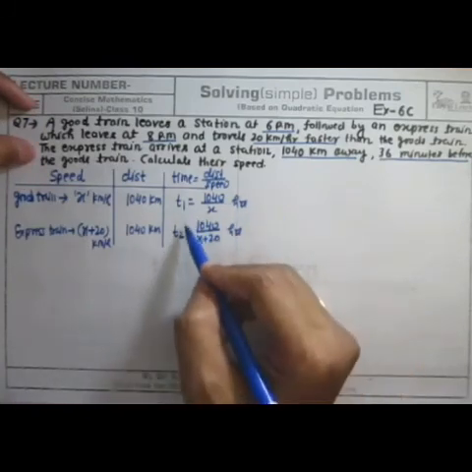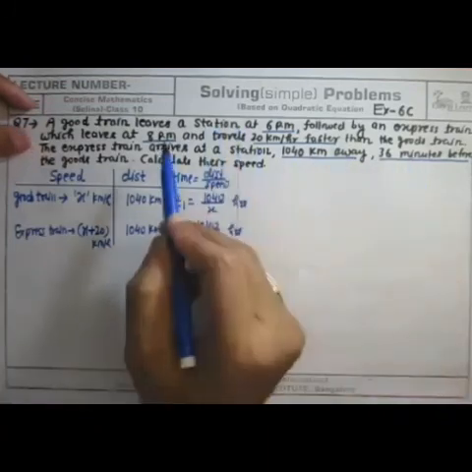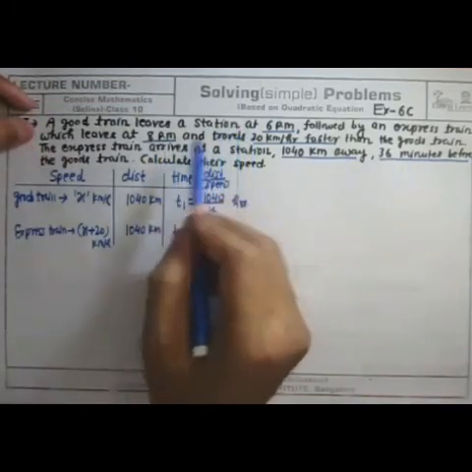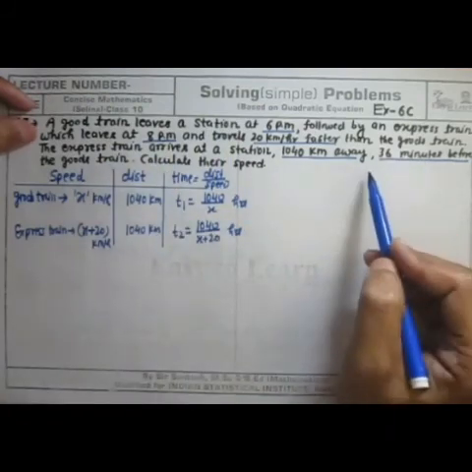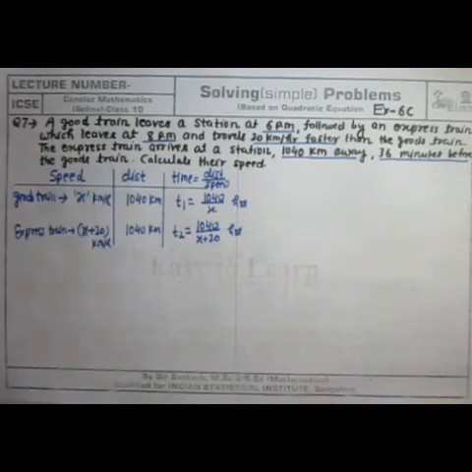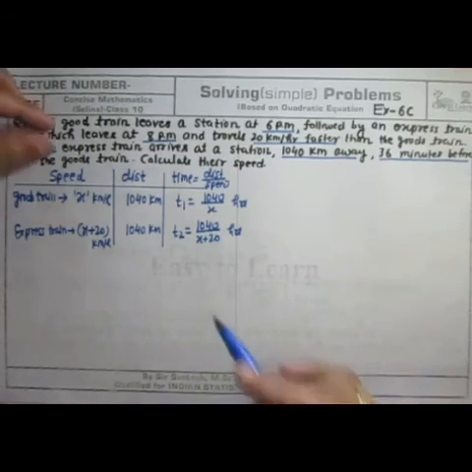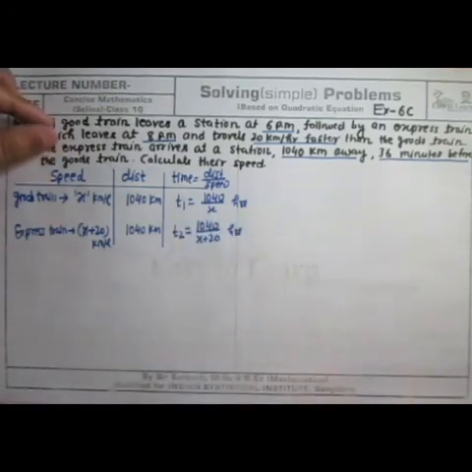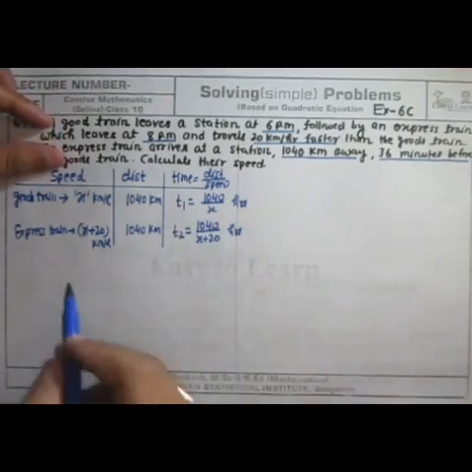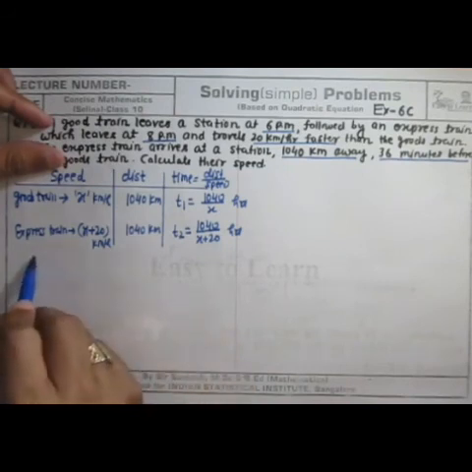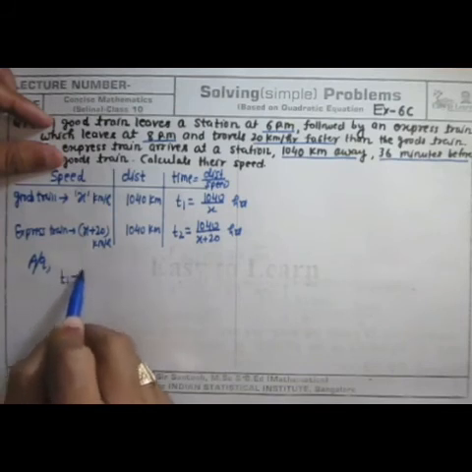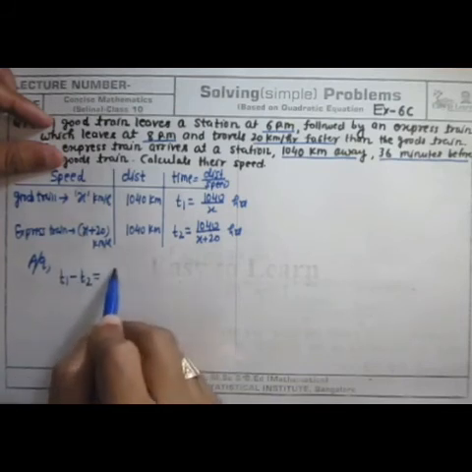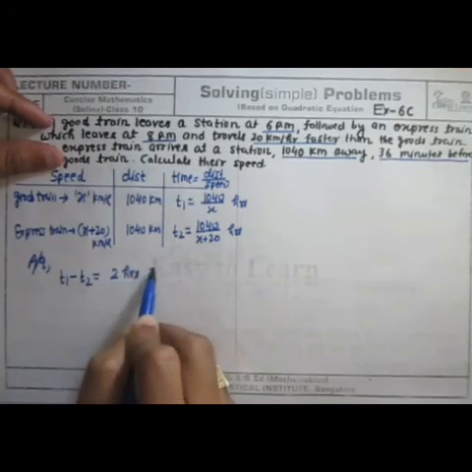Clear? So the difference between these two times will be not 36 minutes. Already there is a difference of 2 hours, and the express train is reaching the destination 36 minutes before. That means the total time saved by the express train is 2 hours 36 minutes. The time difference between these two must be equal to what? 2 hours 36 minutes. So according to the question, T1 minus T2 must be equal to 2 hours 36 minutes.